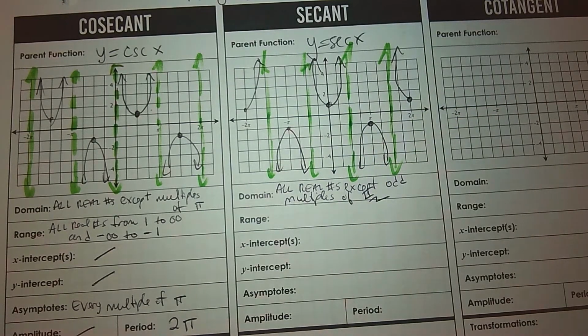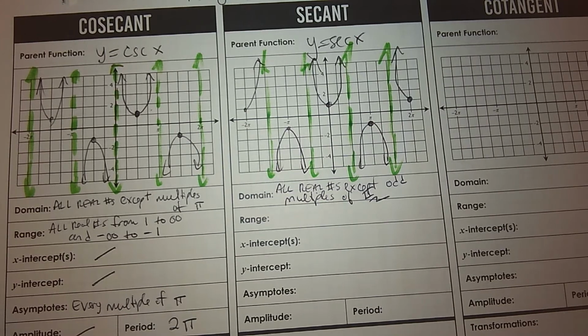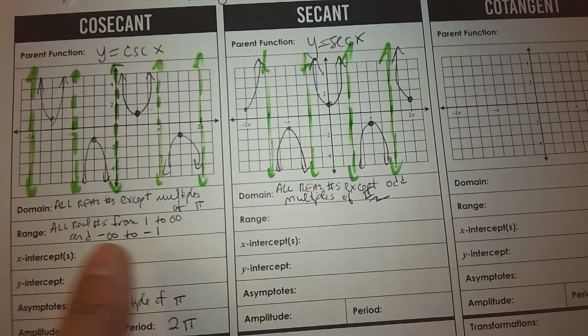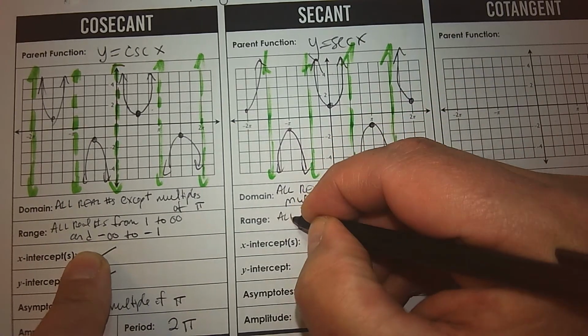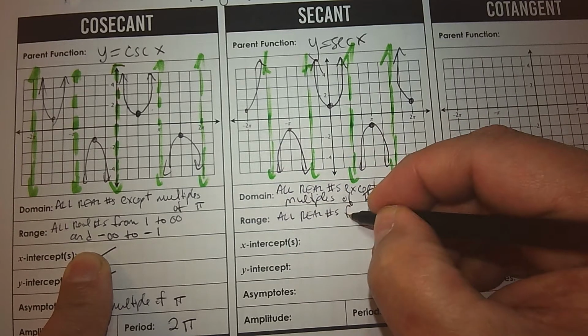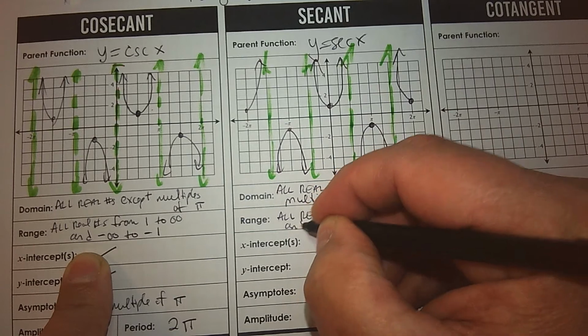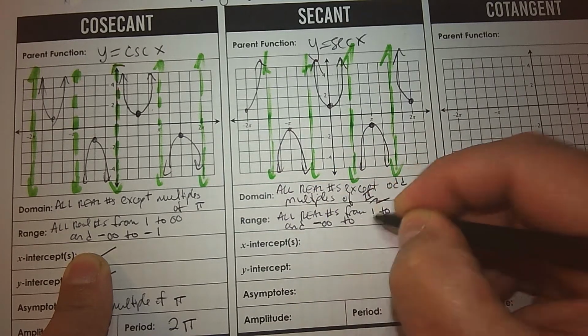Now, why do I say the word odd multiples? Because even multiples would be 2 over 2 or 4 over 2. That doesn't work, right? It has to be odd. So we have 1, 3, 5, 7. So it's odd multiples of pi over 2. That's where the asymptotes are. The range is the same. That's what I meant to say. So it's all real numbers from 1 to infinity and negative infinity to negative 1.